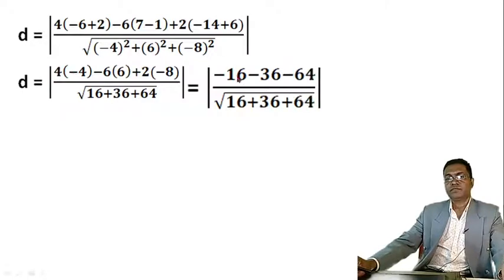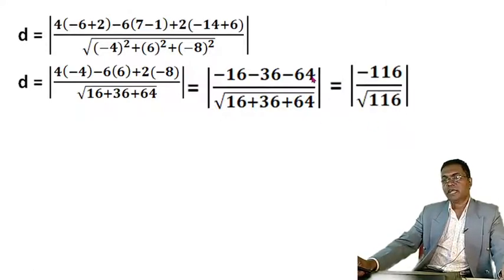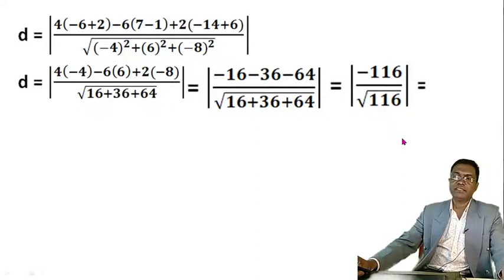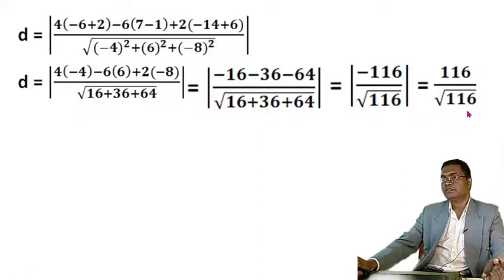So 4 into minus 4, that's minus 16. 6 into 6 is 36. So add this, we'll get minus 116, and in the denominator we'll get under root 116. So mod means you can remove minus. So we'll get 116 by root 116. As we know, or you can multiply and divide by root 116 to rationalize it, or one can write directly, it is square root of 116, because x by root x is root x.